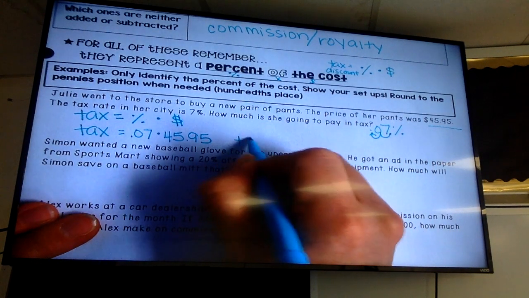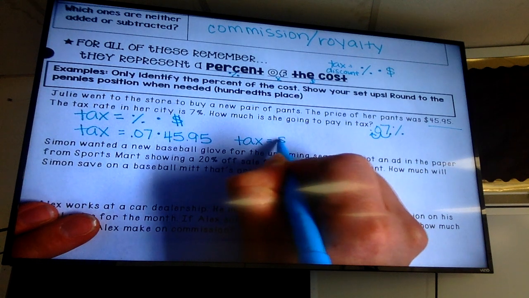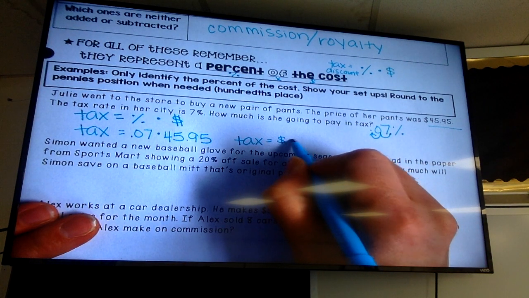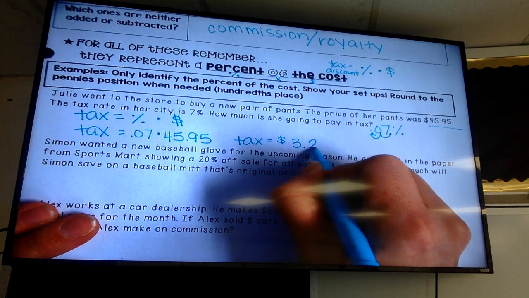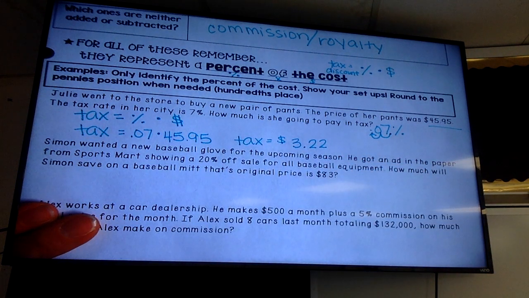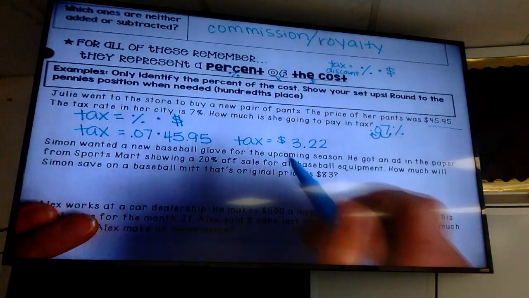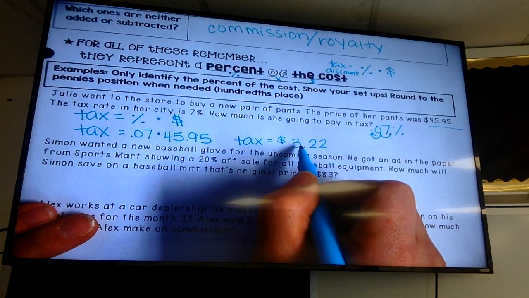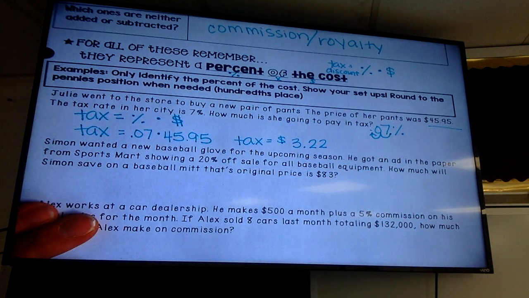So I'm going to say the tax is, and remember it's an amount of money, so we're going to put our dollar sign. Looks like $3.22. And that's how you find the tax. Now, if I asked you to find the total cost, then because this is something you would add together, I would find the tax and then add it to the price of pants. But we are not going to do that quite yet.